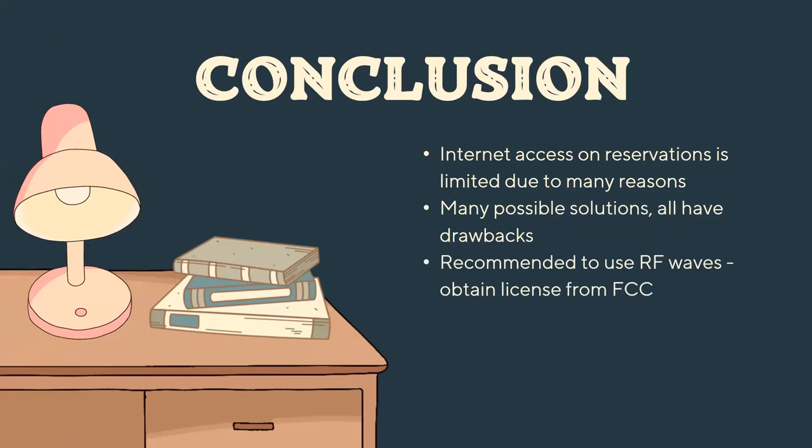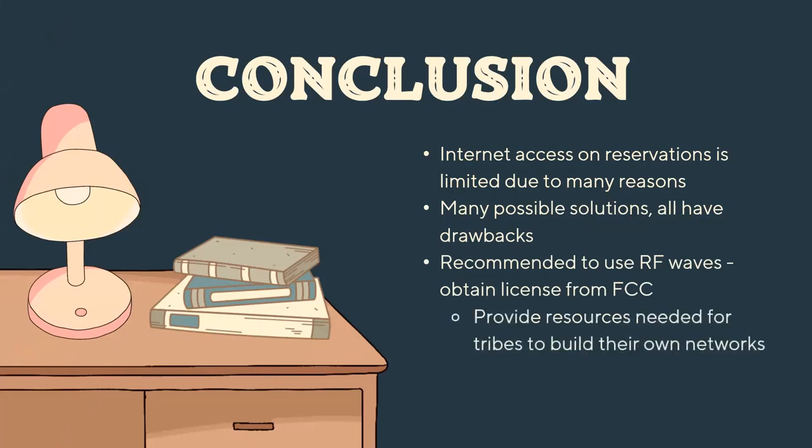The FCC should allow tribal nations to obtain licenses to the EBS band of spectrum. Once accessed, tribes would have the choice of leasing the band out to a company to build their infrastructure for them, or they could build their own infrastructure. In that case, the resources needed should be provided.